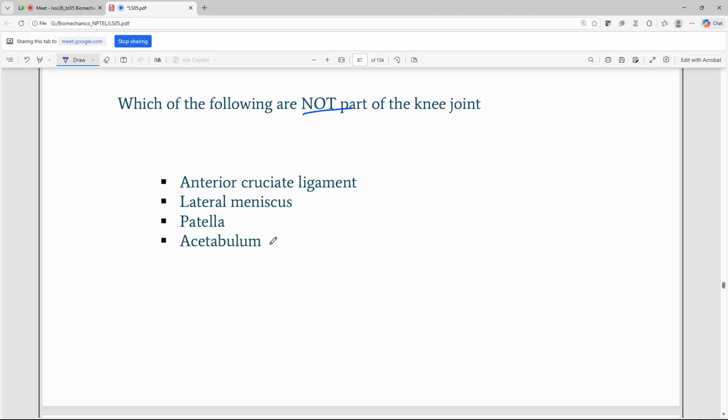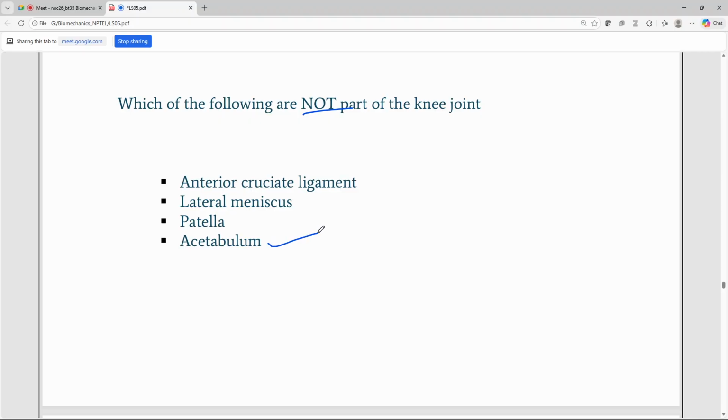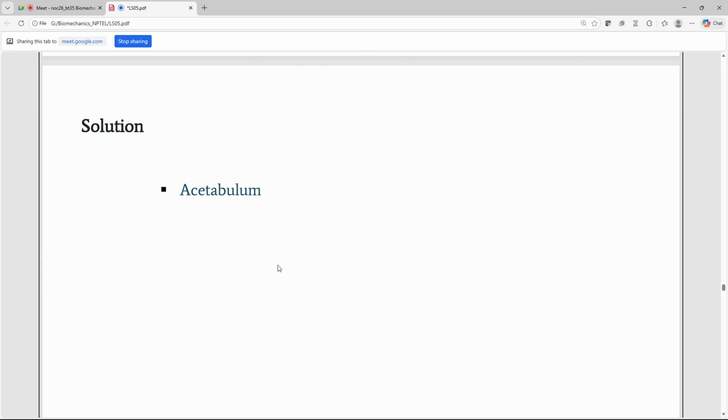Correct answer is option D, that is acetabulum. Acetabulum is a part of hip joint, not the knee joint. So correct answer is option D, acetabulum.